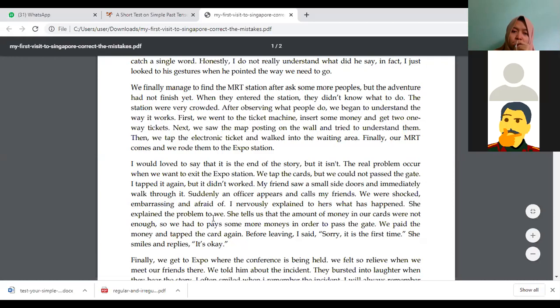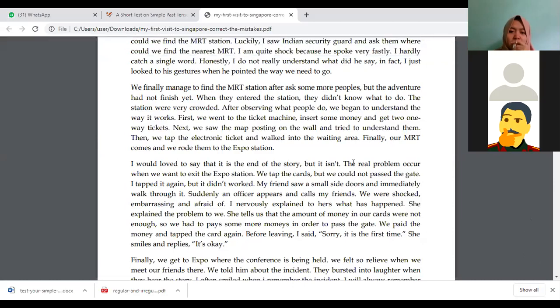She explained the problem to us. She told us that the amount of money in our cards was not enough, so we had to pay some more money. There is no monies. Some more money in order to pass the gate. We paid the money and tapped the card again. Before leaving, I said, sorry, it is the first time. She smiled and replied, it's okay. So it stays the same, because it is reported speech.